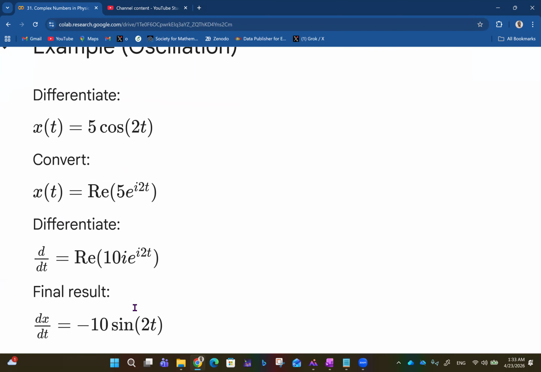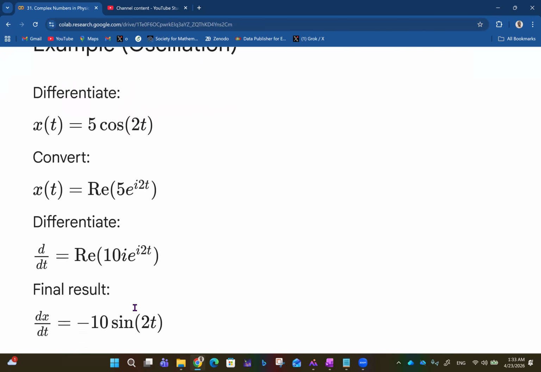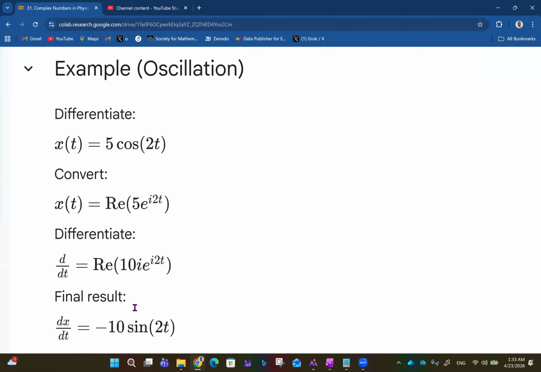So a very good example of this is this. Imagine you have a wave, x of t equals 5 cos 2t, and you convert it to x of t equals the real part of 5 e raised to I 2t. Cos 2t is from Euler's formula, right? e raised to I theta is cos theta plus I sine theta. So because this is just cos now, if you want to write this in polar form, this will be the real part of 5 e raised to I 2t, because this e raised to I 2t is actually going to be cos 2t plus I sine 2t, but you need just the real part.